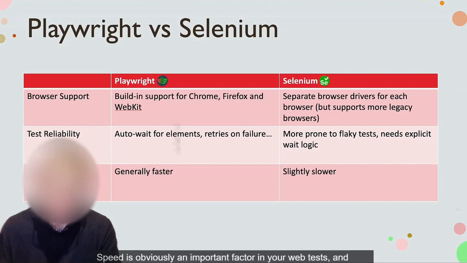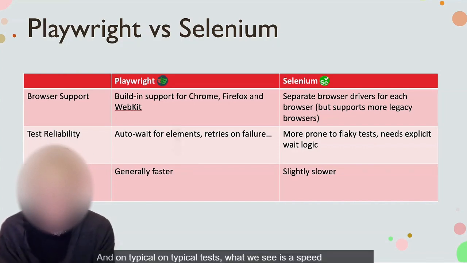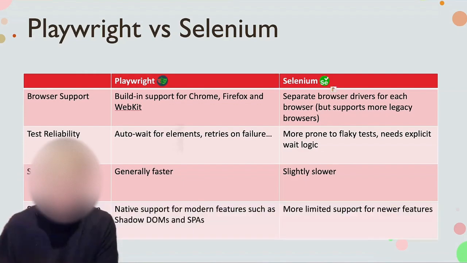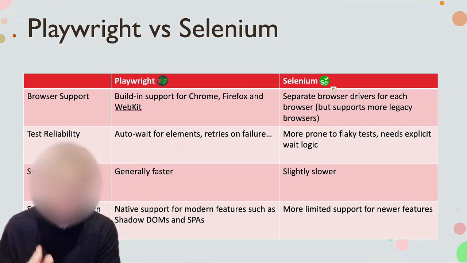Speed is obviously an important factor in your web tests, and Playwright has an advantage over Selenium here because basically there are fewer moving parts. And on typical tests, what we see is a speed improvement of say 20 to 30% over standard Selenium. Modern web applications can be hard to work with in Selenium. Things like shadow DOMs are particularly tricky to interact with if you're using a WebDriver test. But with Playwright, they work automatically. They are built in out of the box.